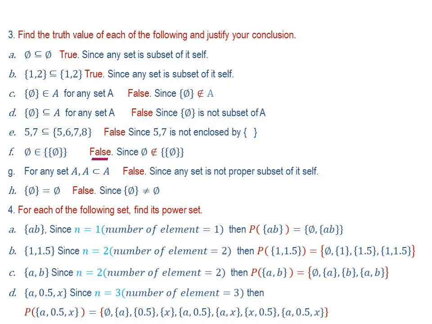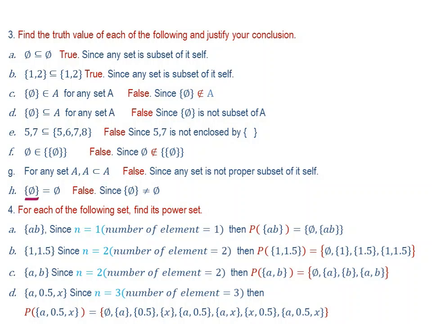Now this is false, since this empty set is not an element of the double braces of the empty set. Since it cannot be an element, the statement that the empty set is an element of the double braces of the empty set is false. G. For any set A, A is a proper subset of A. This is false, since any set is not a proper subset of itself. So A is a proper subset of A is false.